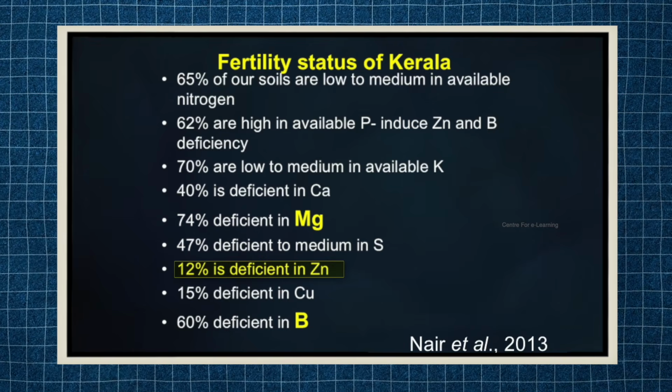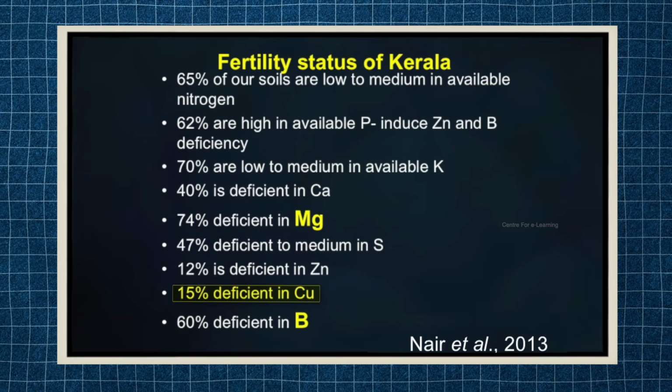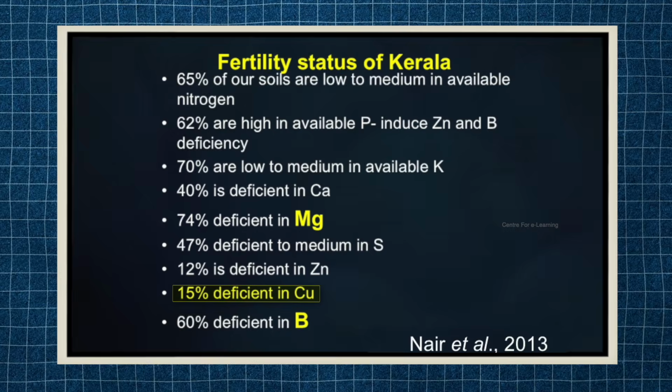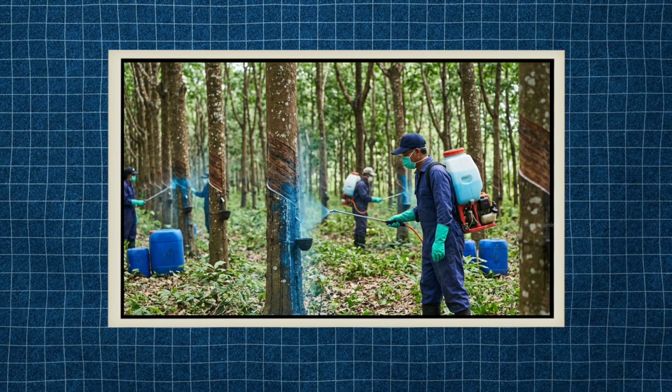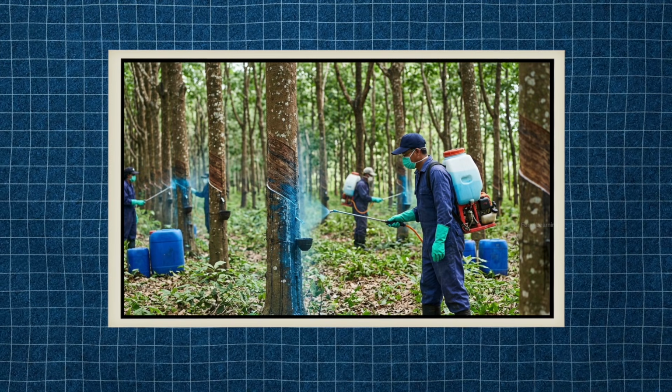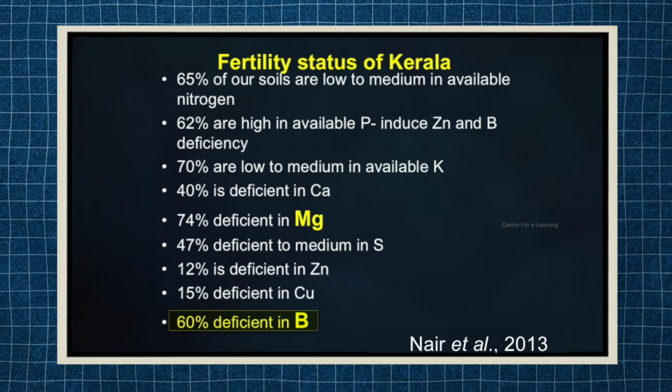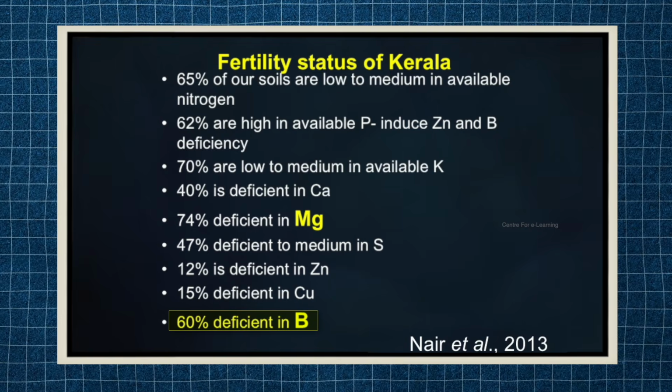Zinc deficiency was widespread maybe a decade back, but now regular application of zinc sulfate has reduced the zinc deficiency, and only say 12 to 15% of the soils are deficient in zinc. So also the case with copper, since Kerala is dominated by plantation crops and prophylactic copper fungicide sprays take care of copper deficiency. So in tree crop areas, copper deficiency is very, very rare, except in some vegetables and of course in rice. And 60% of the soils are deficient in boron.